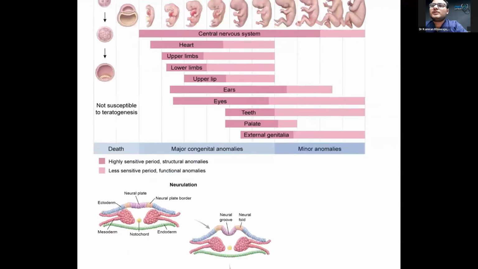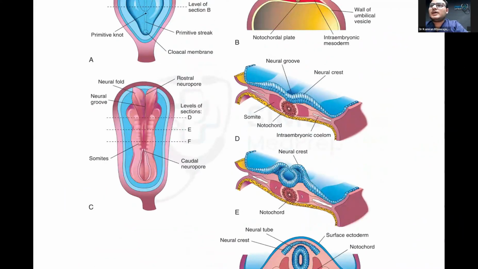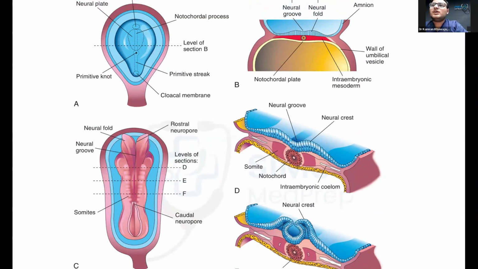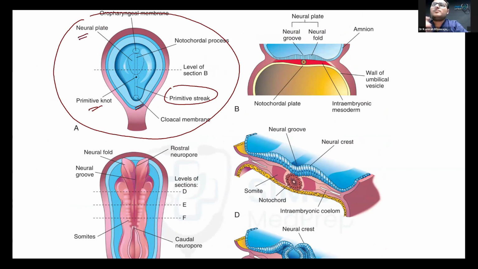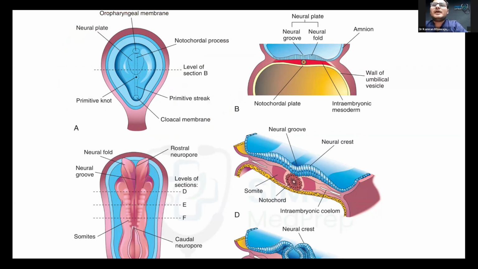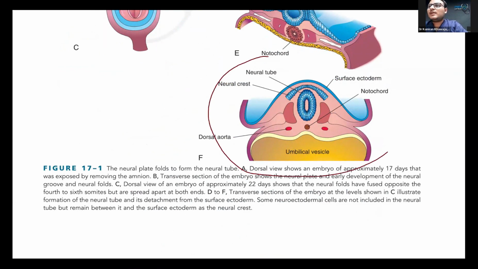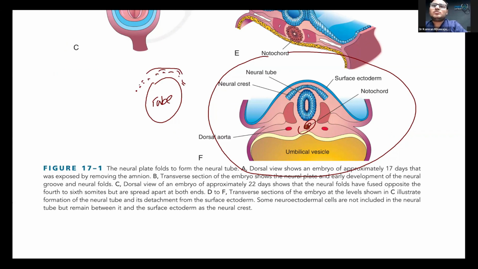Going to the next, we have discussed this very beautiful picture. I am giving you a quick revision of the process of neurulation. You should know the classic picture: there is a primitive knot, this is the primitive streak, this is the cloacal membrane, and this is the neural plate. In this section you can see the notochord, and above it the neural plate. The neural plate has the neural groove and neural fold, and then the notochord induces the neural plate and makes the neural tube along with neural crest cells. This is a very important picture. This is the notochord here in the center. This oval is the neural tube, and above it are the neural crest cells. So you should know this one.